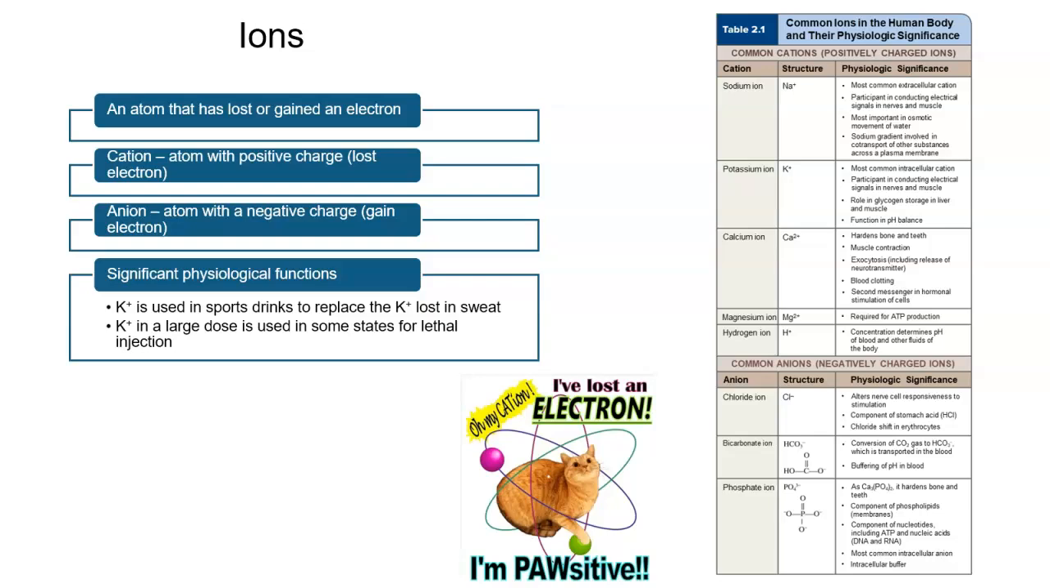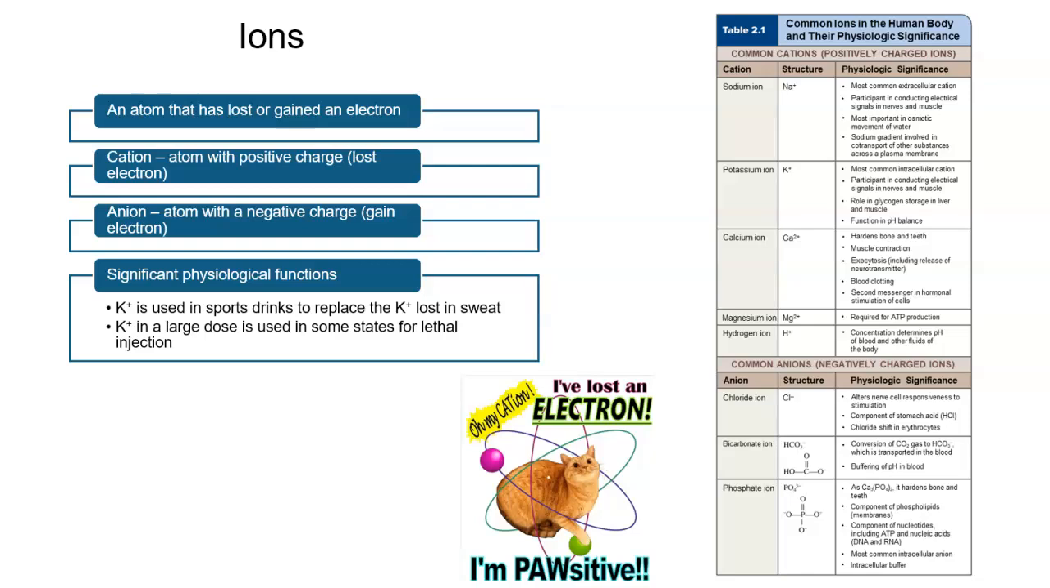Cations have a positive charge, which means they lost an electron because remember, electrons have a negative charge. In addition to that, we have negatively charged ions.